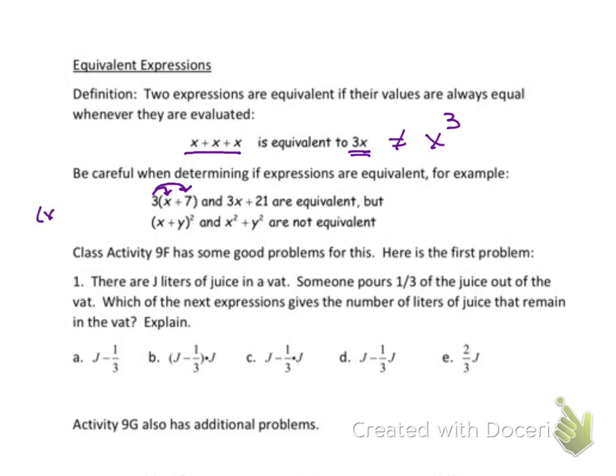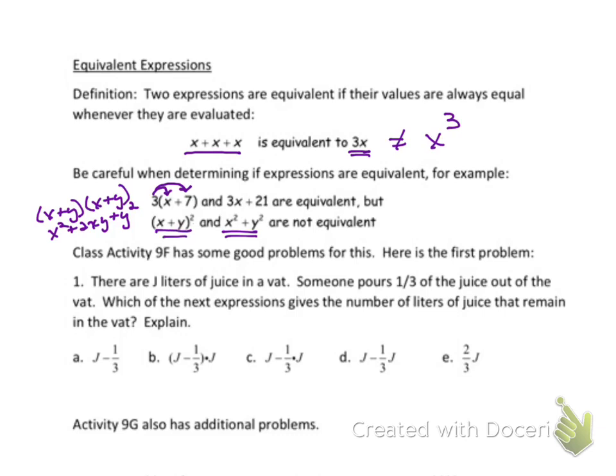When you have x plus y times another x plus y, your equivalent expression is going to be x squared plus 2xy plus y squared, and not that. Okay, so that's why these two expressions are not equivalent.